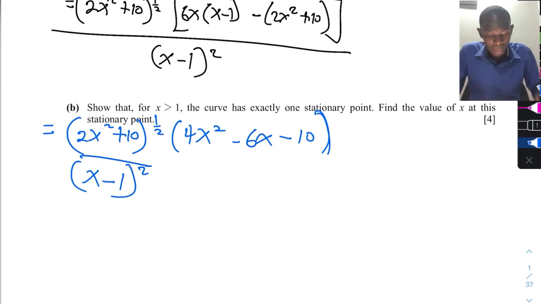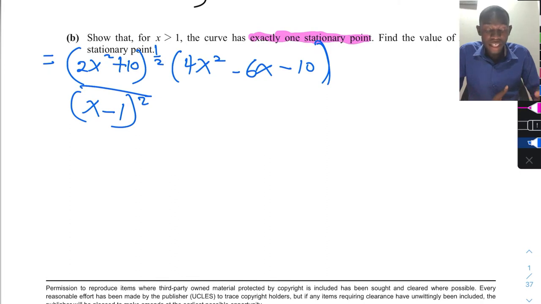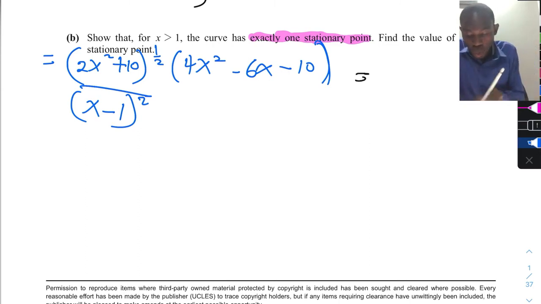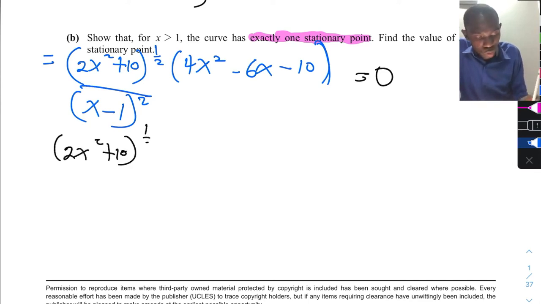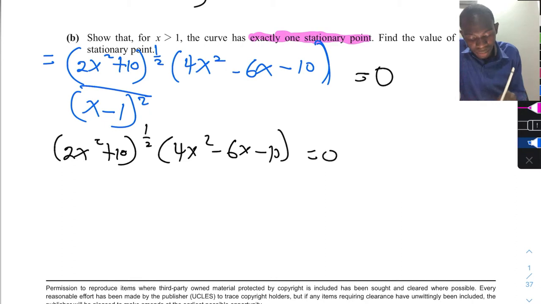Okay, so now the B part says that show that for x is greater than 1, the curve has exactly one stationary point. So let's underline that stationary point. We should find the value of x at the stationary point. We know from our basic study of calculus that at the stationary point, the derivative, the turning point, is 0. So you are going to equate this whole thing, which is the derivative, to 0. So that means that you have 2x squared plus 10 to the power half, times 4x squared minus 6x minus 10, is equal to 0.